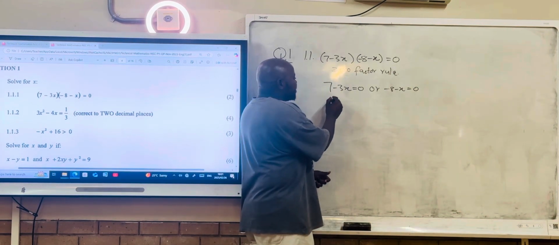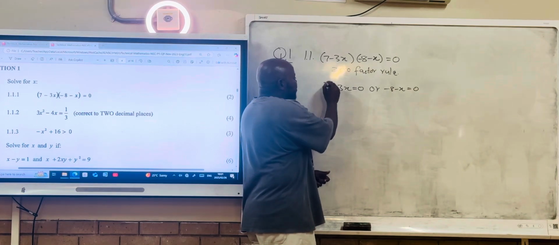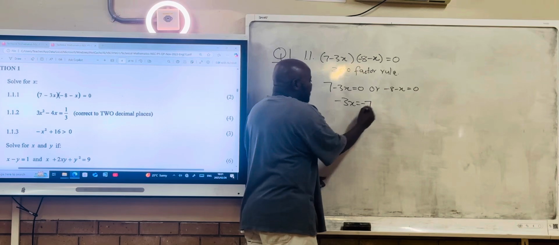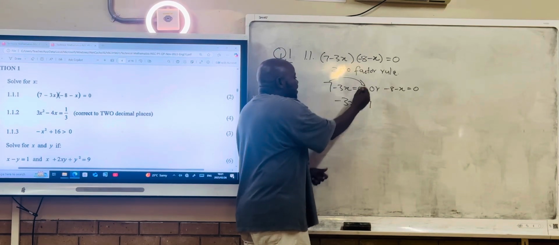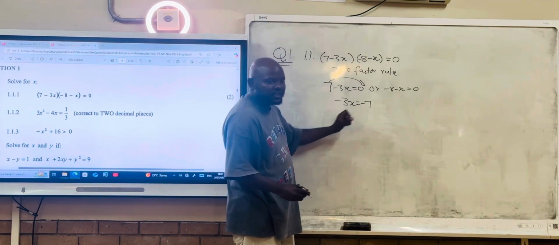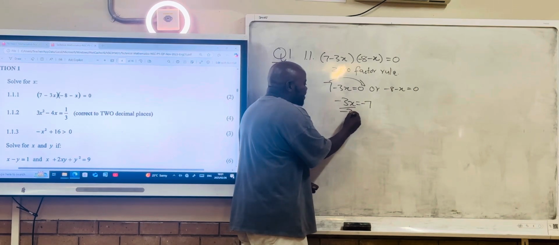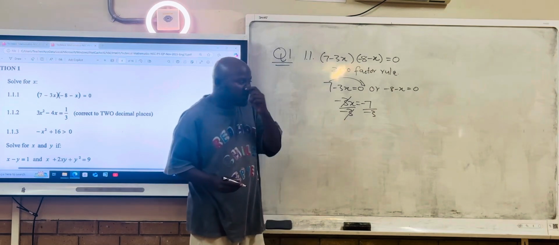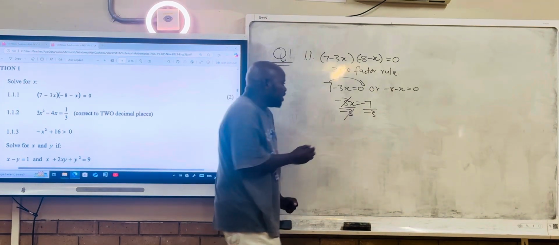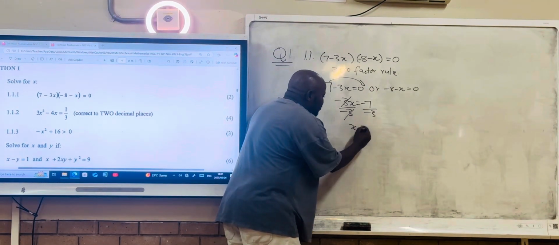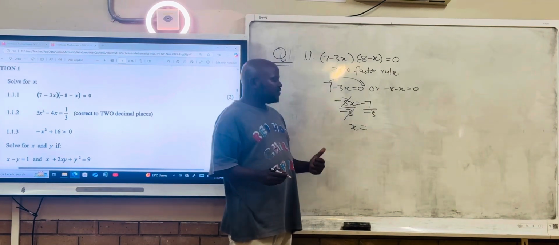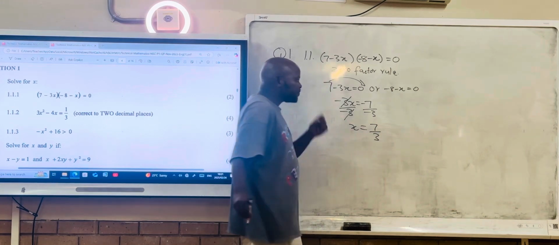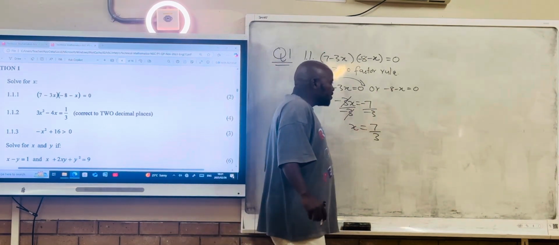We are going to have 7. We can transpose this 7 to the other side, and we have negative 3x is equal to negative 7. When we transpose to the other side, the sign changes. We divide by negative 3, divide by negative 3. The negative 3s divide each other, and we are left with x is equal to negative divided by negative, which is positive, so x is equal to 7 divided by 3.